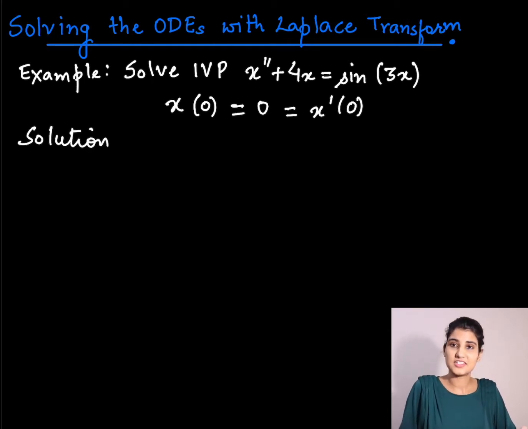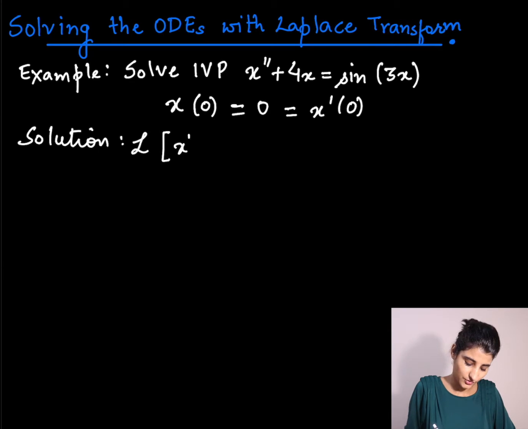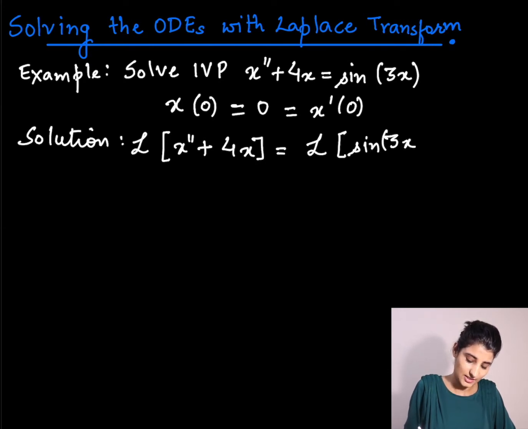So our first step is always we take the Laplace transform of our ODE. So we will take the Laplace transform of x double prime plus 4x equal to Laplace of sine 3x. Okay.